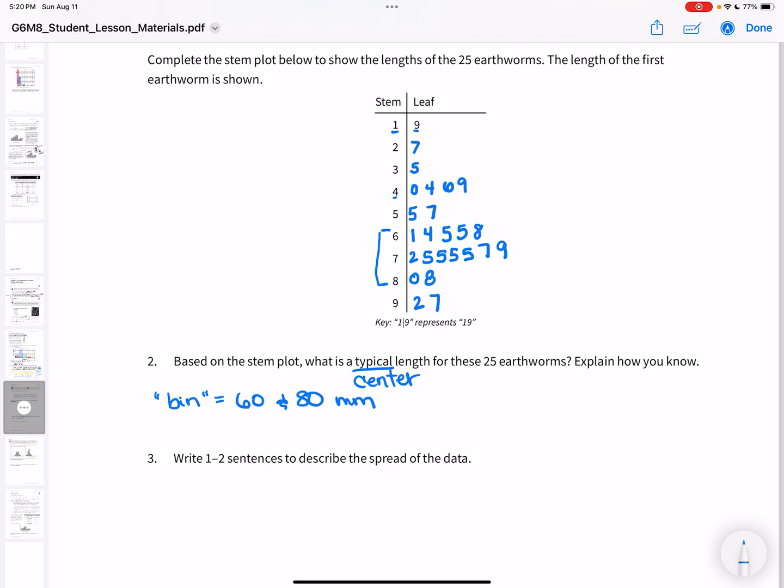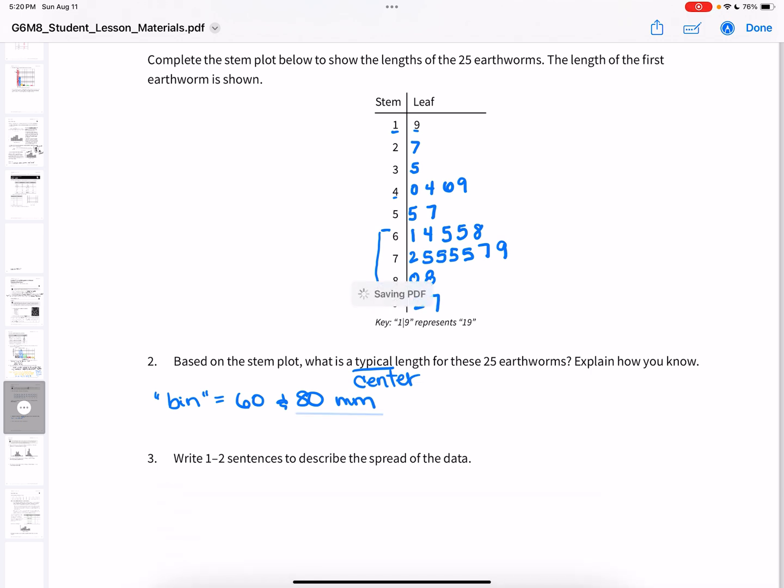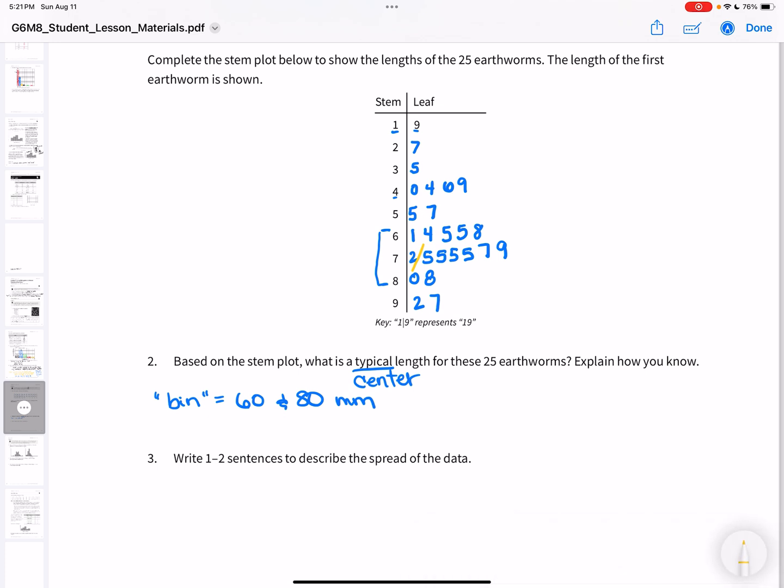If we want to get more specific, I would say somewhere probably around here, right? So 72, 75, so I'd maybe say 70 millimeters, 75 millimeters. Any of those will work.